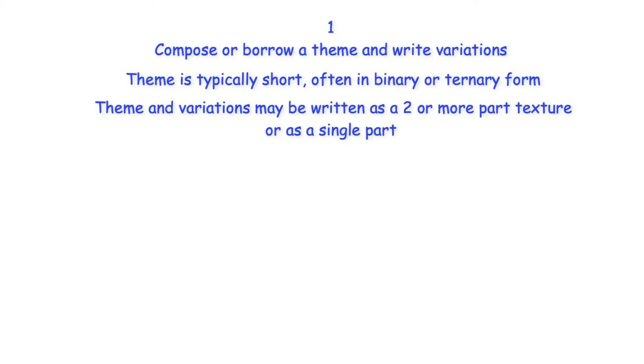Hi everyone! Of the two approaches for writing theme and variations, the most common is to take a theme, either composed for the purpose or borrowed, and then write variations on it. With this approach, the theme is typically short and often in either binary or ternary form. The theme and subsequent variations may also be written either as a two or more part texture with melody and accompaniment, or as a single melody.